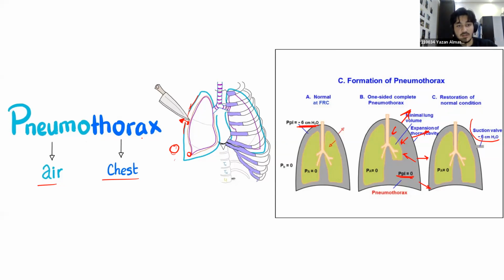So what is the reason behind pneumothorax? It is disruption of the pleural space, or disruption of the negative pressure in the pleural space. What will it cause? It will cause the lung to collapse and the chest wall to expand. Does that make sense?